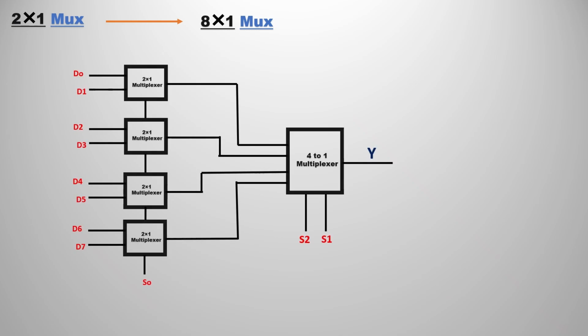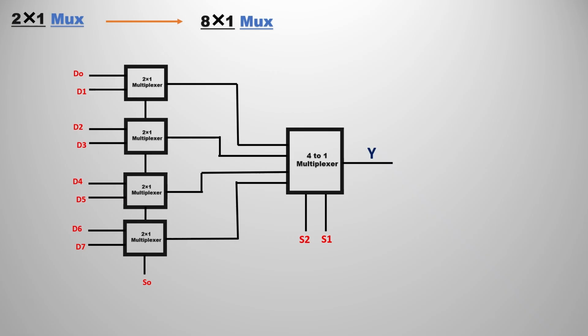For this implementation, you can see clearly over there, from the 4 multiplexers, 2 cross 1 multiplexers, we have a total of 4 outputs. So we can combine all 4 outputs with the 4 cross 1 multiplexer and we can produce one output. If you observe, we are going from D0 to D7. In total we have 8 inputs and only one output Y. So we can say this is the 8 cross 1 multiplexer implementation.